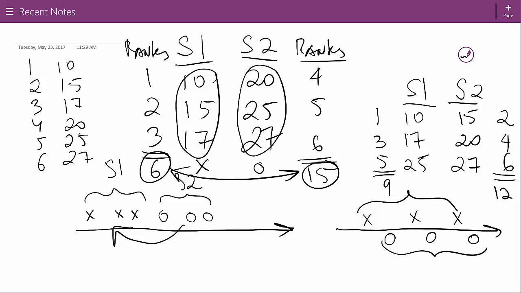So therefore, the difference between the sums of ranks is not quite that large anymore, right? It used to be fairly large. It used to be 9, between 15 and 6. Now it's only 3, between 9 and 12, right? And the samples, you can see visually, are being brought closer together, right?